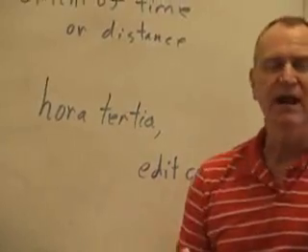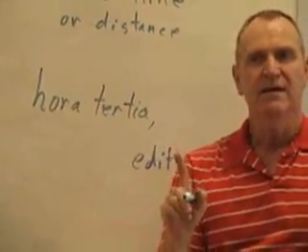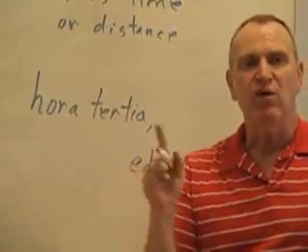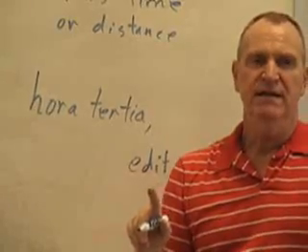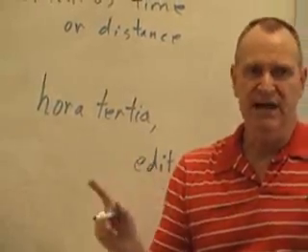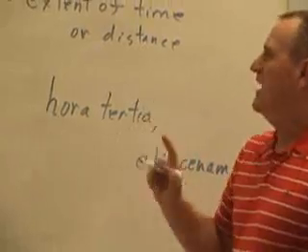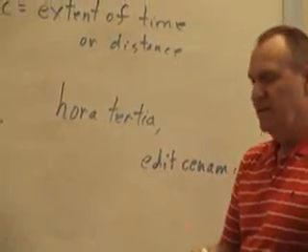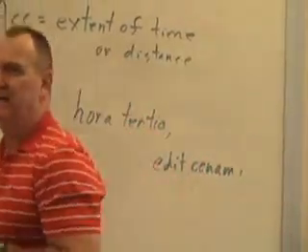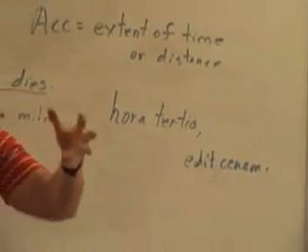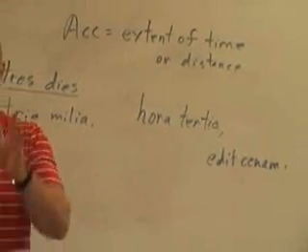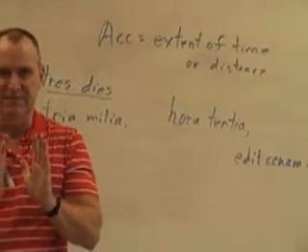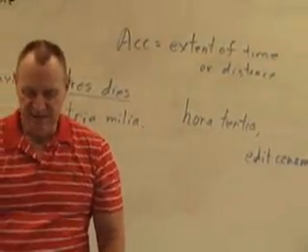So if you're talking about a specific point in time, on the 3rd day after he arrived from Rome, he started building his house. That's specific time, and that goes in the ablative. So the easy way to remember that is accusative extends things out, whereas ablative puts it right in place. It's specific time. All right?